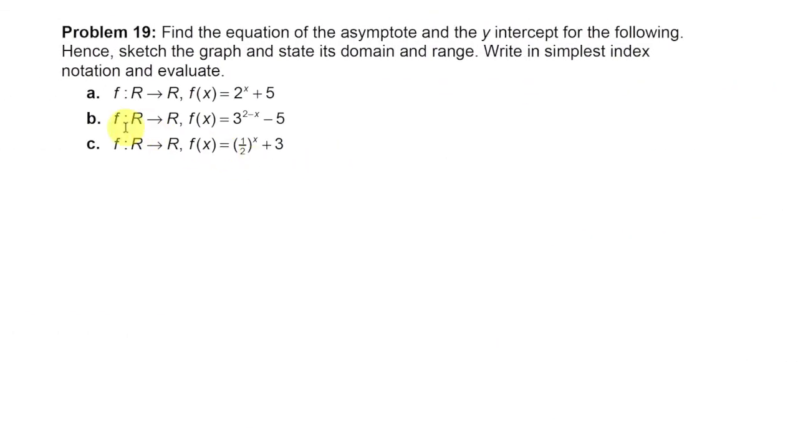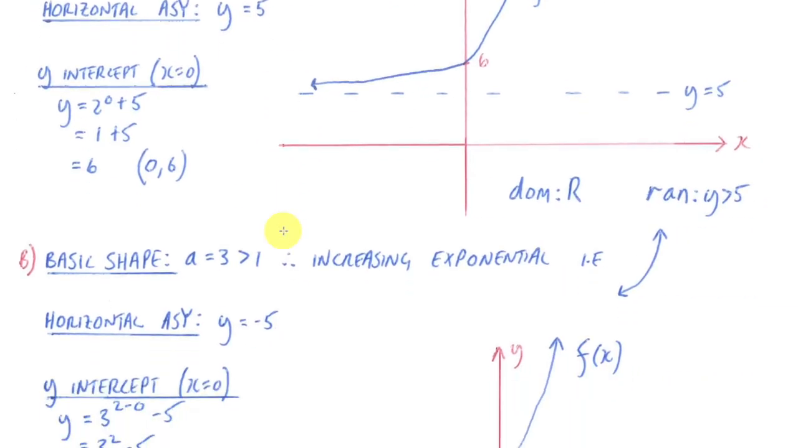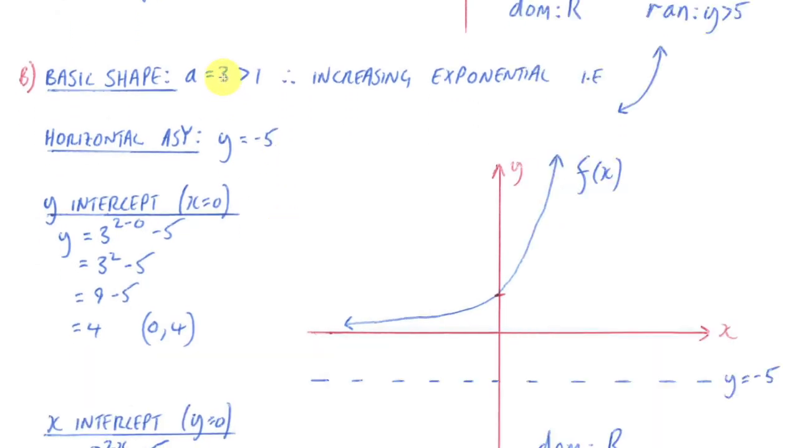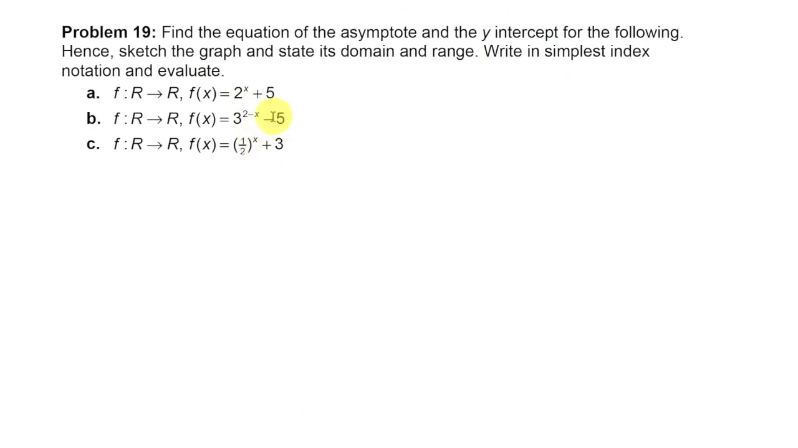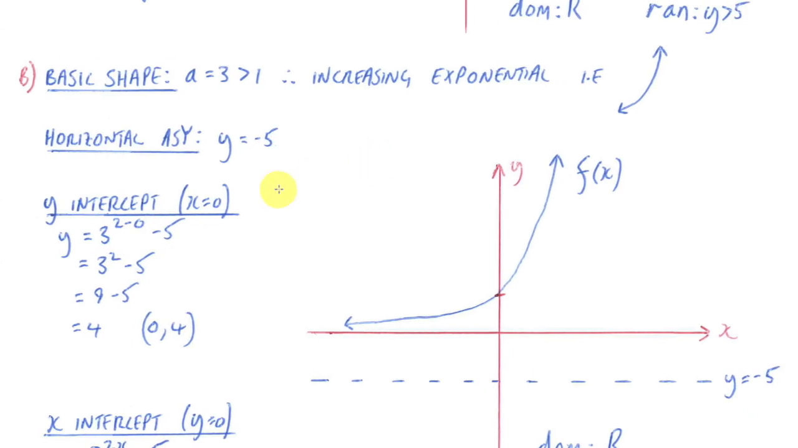B, we've got f of x equaling 3 to the power of 2 minus x, take away 5. So the base is 3, again that's bigger than 1, so we have an increasing exponential, this shape. Horizontal asymptote is y equaling negative 5. The y-intercept, I have x equaling 0, and it produces (0, 4).